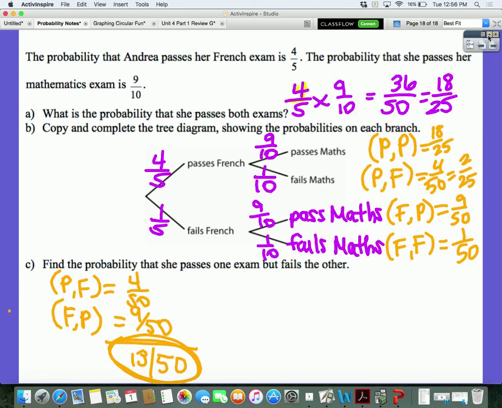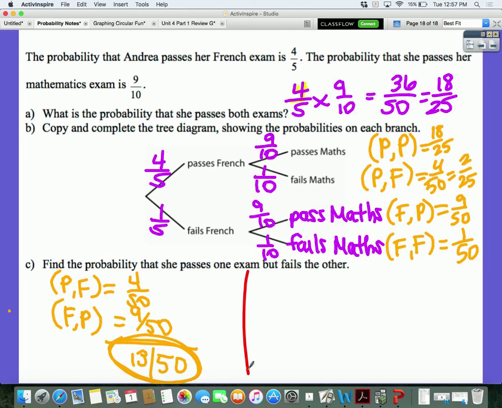Going one step further. What if the question asks you to find the probability that, let me make sure I word it right. Given that... You know what's coming. Find the probability that Andrea passes math, given that she fails French. It's given that she fails French, doesn't that mean that it's guaranteed?